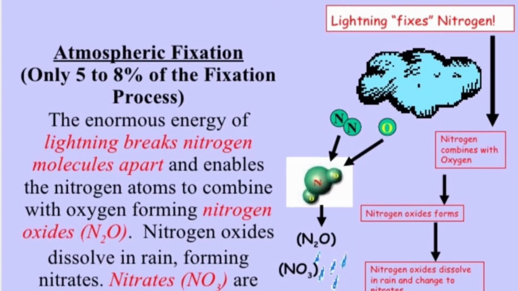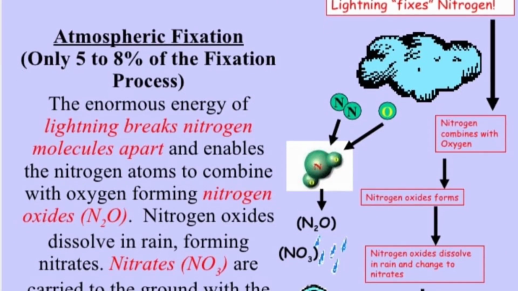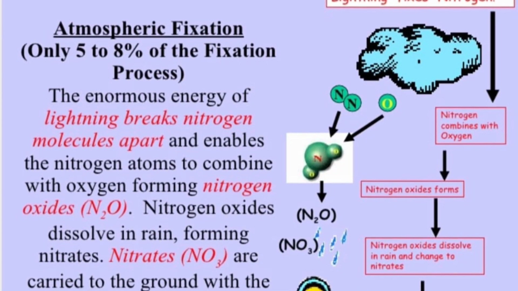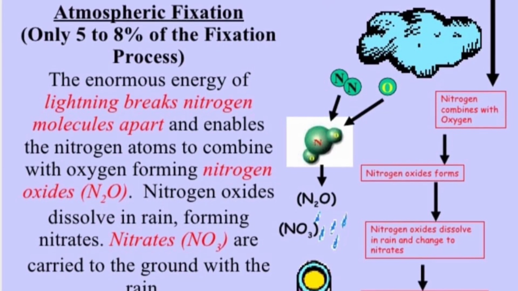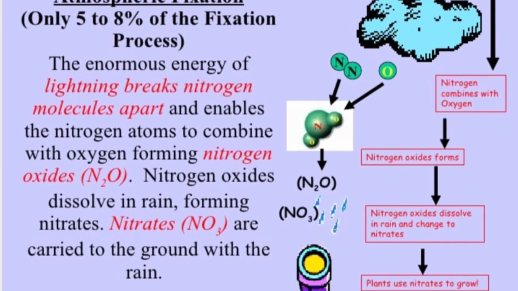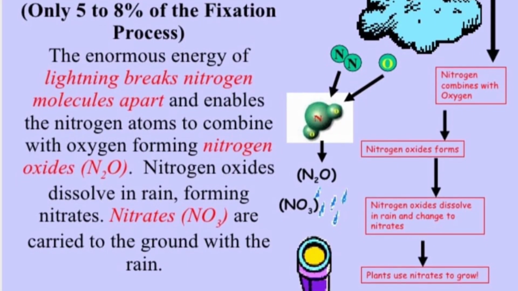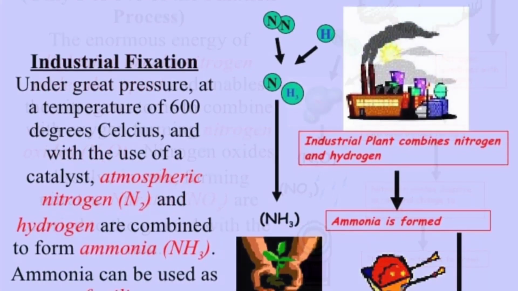Atmospheric fixation. The enormous energy of lightning breaks nitrogen molecules apart and enables the nitrogen atoms to combine with oxygen, forming nitrogen oxide. Nitrogen oxide dissolves in rain, forming nitrates, and then nitrates are carried to the ground with the rain. Then comes industrial fixation.